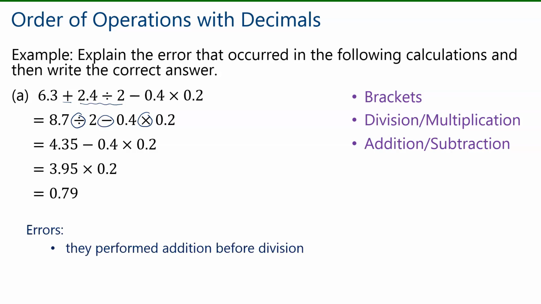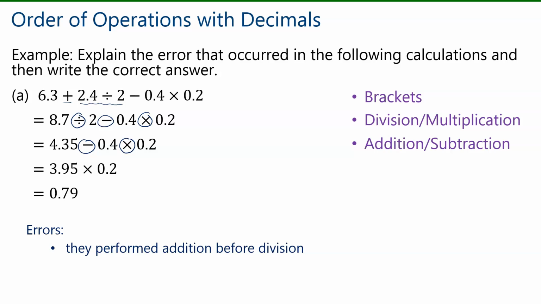We'll say that they performed addition before division. So it looked like they were just reading it from left to right, as opposed to following the order of operations. So now let's continue on to see if there are any more errors. Well, between division, subtraction, and multiplication, division comes next. So in the next step, I see that we still have the multiplication and subtraction symbol. So they did indeed do division, so there's nothing wrong in that step.